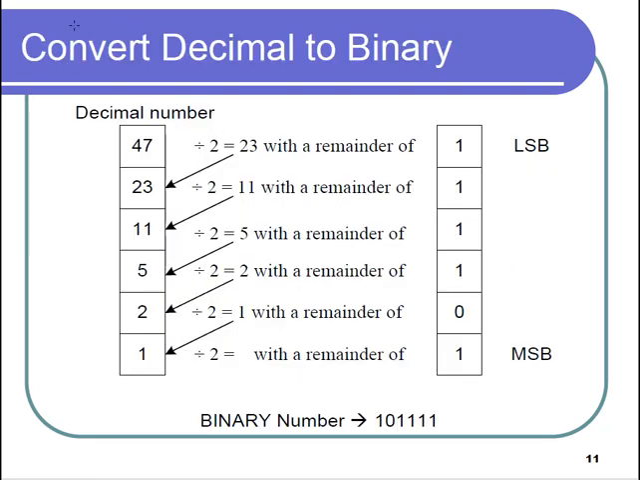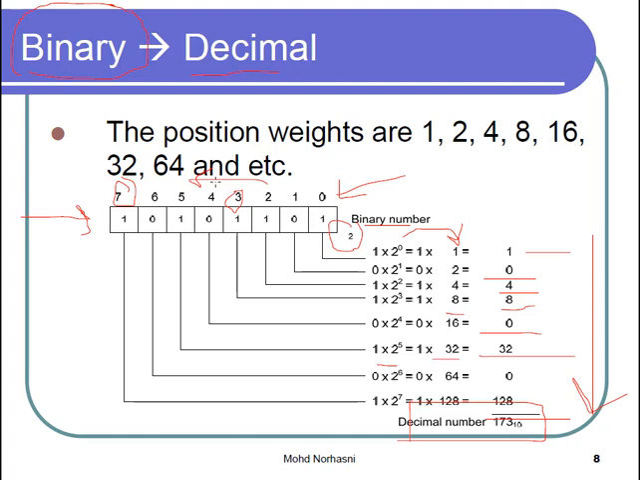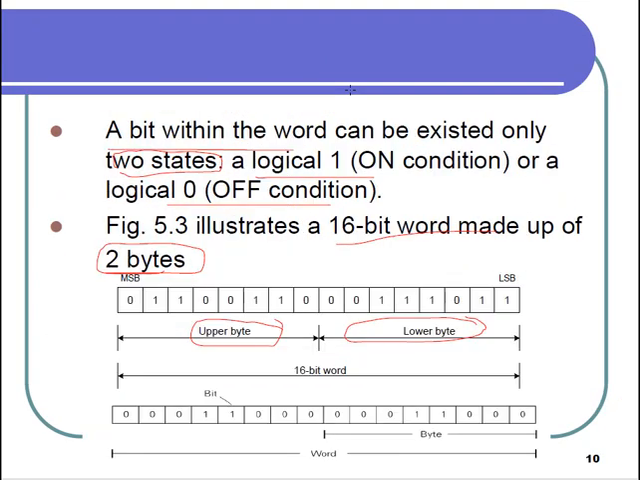Now let's look at how to convert decimal to binary. This is an example of the procedure, the steps needed to change decimal numbers, which are in base 10, to binary numbers. So basically this is how we want to change number 47 to a binary number. It is the same as what we previously discussed on how to change from binary to decimal. Now we want to change from decimal to binary, the other way around.